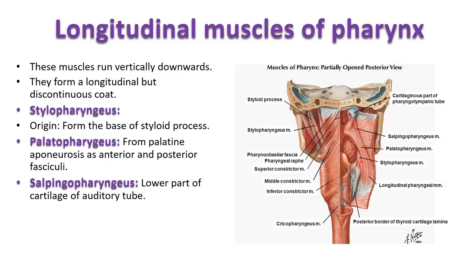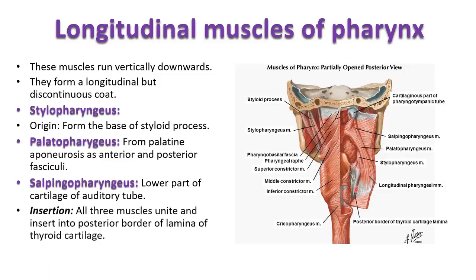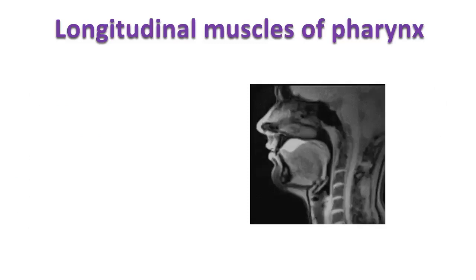So these three muscles, what happens is they unite and get inserted into the posterior border of the lamina of the thyroid cartilage. So here they are getting inserted into the posterior border of the lamina of the thyroid cartilage. These three longitudinal muscles, salpingopharyngeus, palatopharyngeus, and then what you see here is the stylopharyngeus muscle. What is the action of these longitudinal muscles? They elevate the larynx.